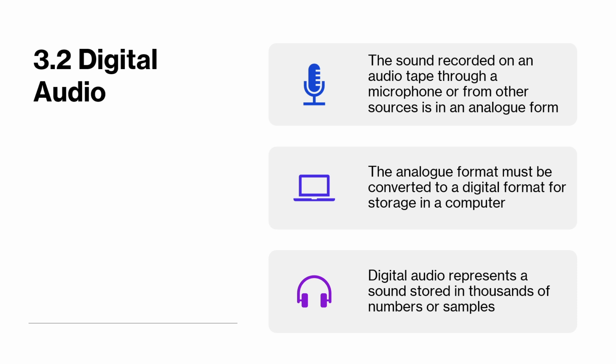But as we move on, still on digital audio, let's talk about the preparation that we go through to be able to digitize an audio file.